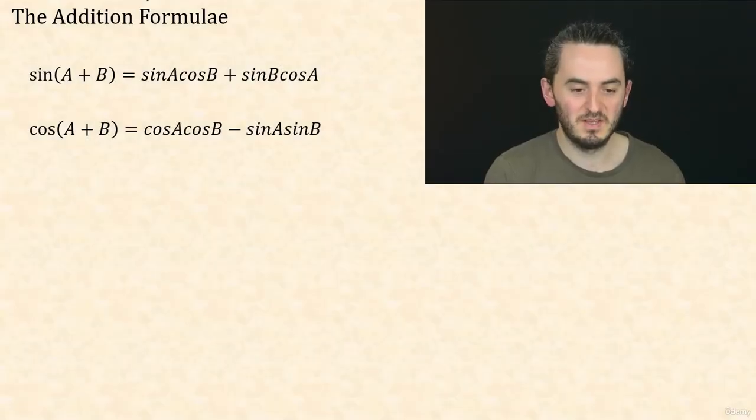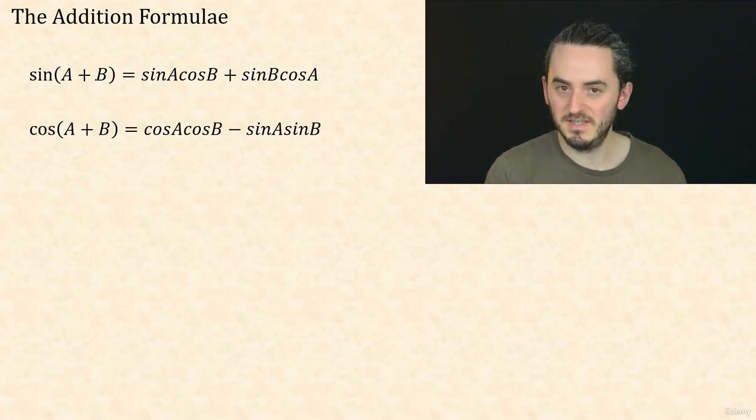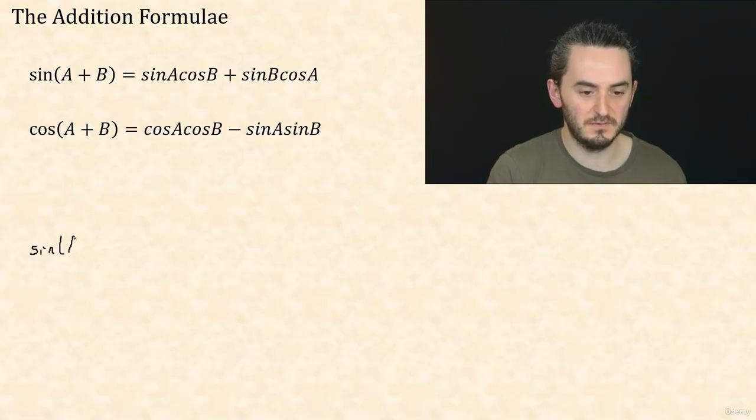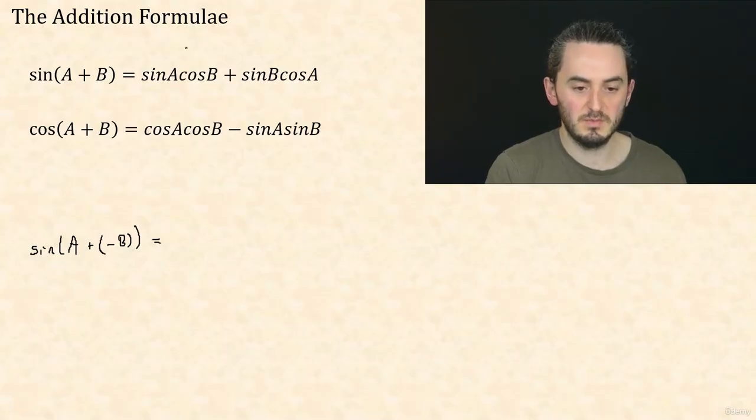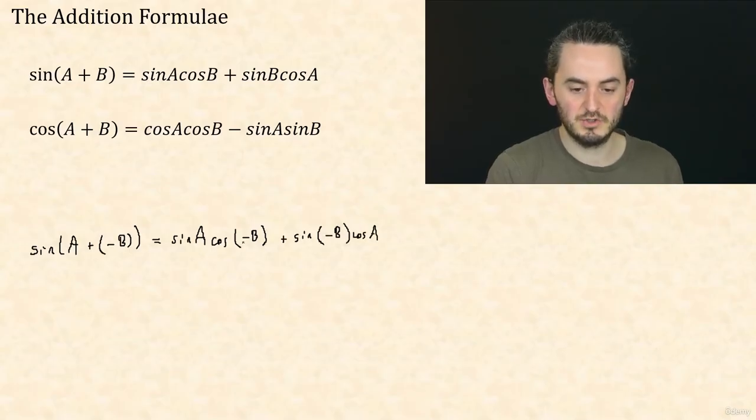Okay, so here they are. What we're going to do now is just think about what would it be if it was sine of A minus B or cos of A minus B. What we do is we just imagine adding negative B and see what we get. So suppose that I said it's sine of A plus negative B, like that. Well, using my addition formula, I get sine of A cos of negative B plus sine of negative B cos of A. And now the question is, what is cos of negative B and sine of negative B?